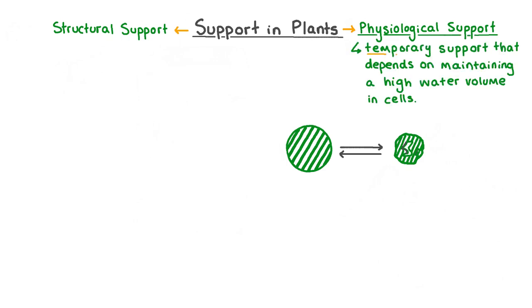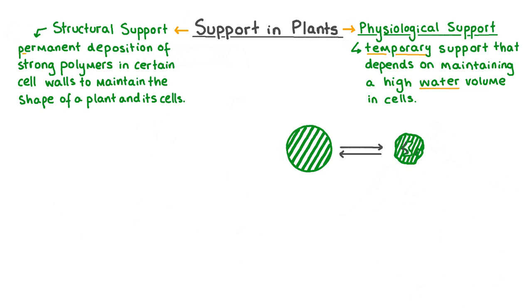Physiological support is temporary, and it depends on maintaining a high volume of water in the plant cells to keep their shape. Structural support, however, is permanent. It involves the deposition of strong polymers into certain cell walls in specific parts of the plant. This maintains the shape of those cells and of the plant as a whole.